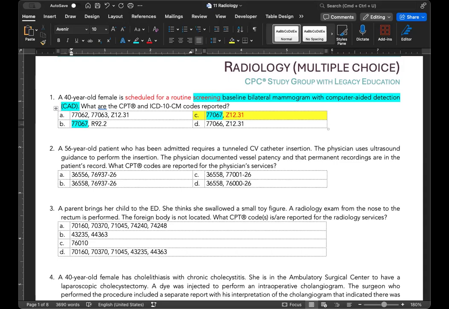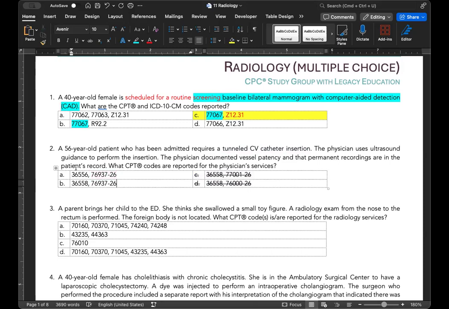Does anybody think it should be another code, or does everybody agree that the 76937 is appropriate so we can rule out C and D? Yes. Yep. Because the ultrasound guidance is specifically for that vascular access, which is going to be that tunneled CV catheter insertion, right? We also documented the vessel patency, and then those permanent recordings are going to be there. So correct. Our 76937 is our correct code for our radiology component.